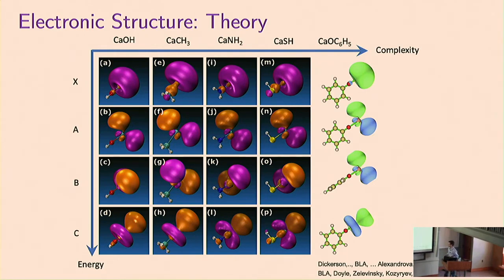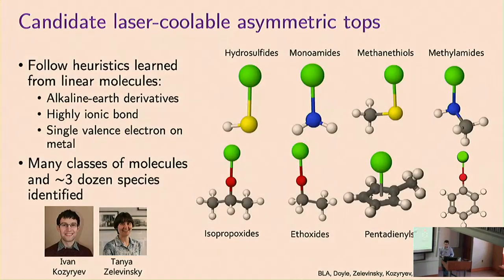And then with Claire Dickerson and Anastassia Alexandrova from UCLA, we saw that the same structure holds even for aromatic molecules that are bonded to a calcium atom. And you'll hear much more about these molecules later on in my talk and in the later talks today. So overall, with Ivan and Tanya, we were able to identify a really large and diverse class of molecules that we suspected would have the right structure to be controlled by lasers despite their asymmetry.